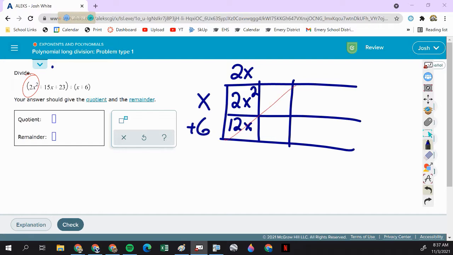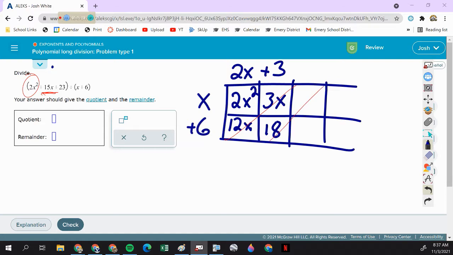That diagonal has to contain only x terms. So I have 12x, and I want to create a 15x. So I need an additional 3x. Now I pull out an x, and I get plus 3. 3 times 6 is 18. Is that the number I was hoping for? No, which means there's going to be a remainder. So we add another column.